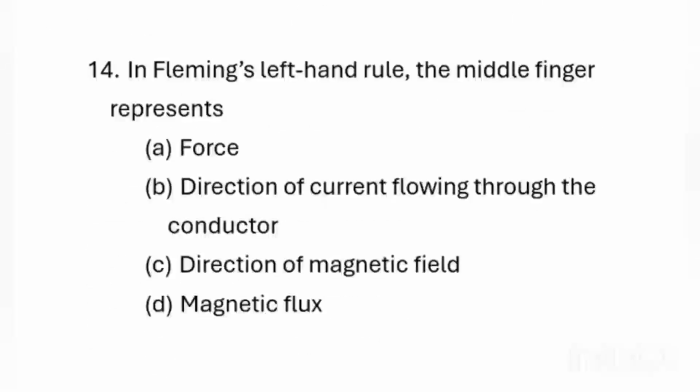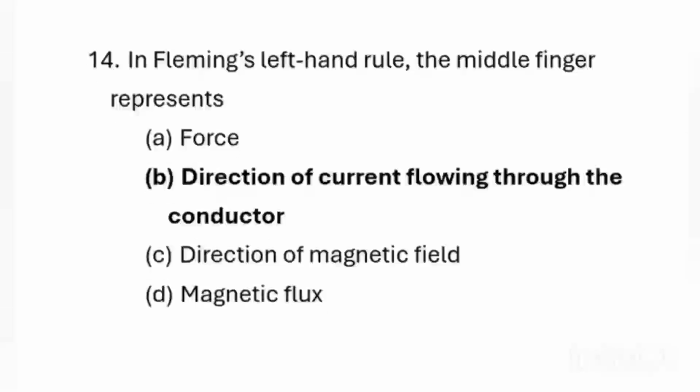Question number 14. In Fleming's left-hand rule, the middle finger represents option A. Force, option B. Direction of current flowing through the conductor, option C. Direction of magnetic field, option D. Magnetic flux. Here the correct answer is option B. Direction of current flowing through the conductor.